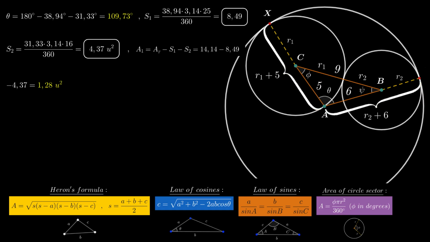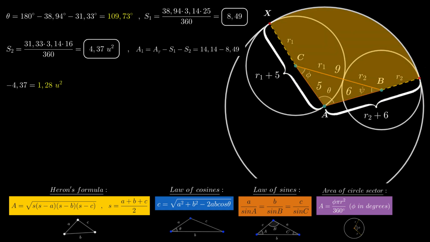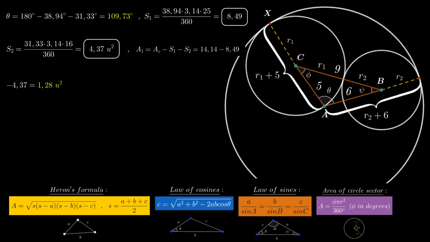Okay, so next order of business is to find the total area of this sector here, of the biggest circle. And we'll use the formula of the area of a circle sector again. Since the radius of the biggest circle is 10 units, and theta equals 109.73, then we have sector area B of the biggest circle equals 109.73 times 3.14 times 100 over 360, which is approximately 95.7 units squared.